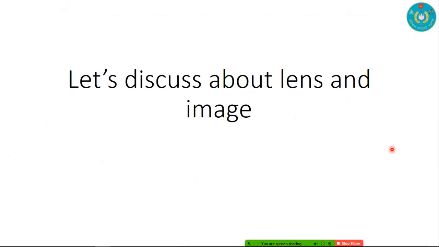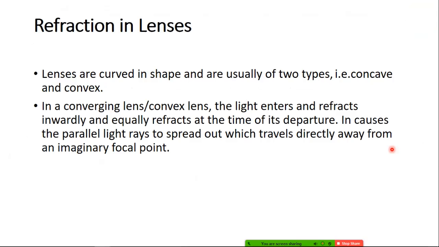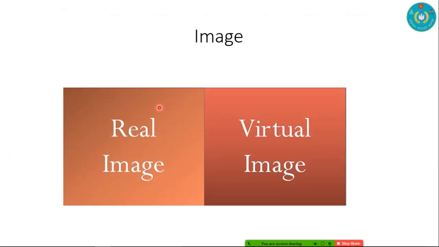And let's discuss lens and image. Here, refraction in lenses. Actually, lenses are curved in shape and are usually of two types, concave and convex. All of you know about it. And convex lens is known as converging lens, and concave lens is known as diverging lens. Here, images are two types. One of them is real and another one is virtual.